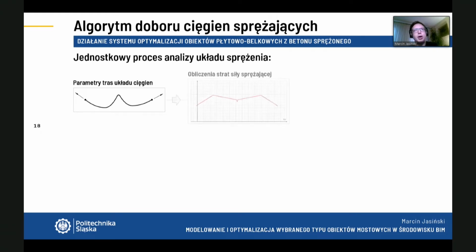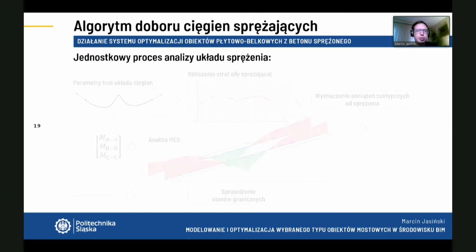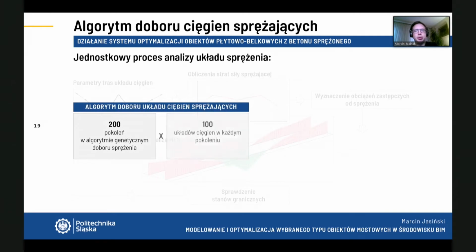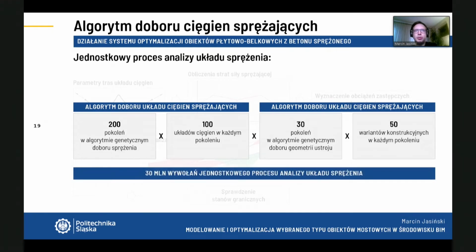An individual, repeatable element consists of calculation of compression force losses, defining of the compression, implementing it into the mass analysis, static analysis, and finally achieving the boundary conditions. For compression, 200 strings are analyzed, so this is 100 sets for only one structure. This scope is repeated every time for all 1,500 variants, which brings us to 30 million calls.